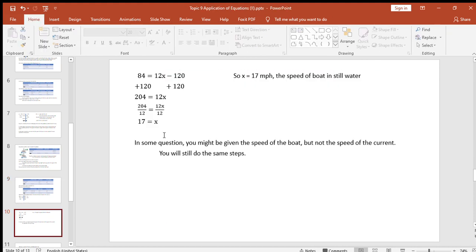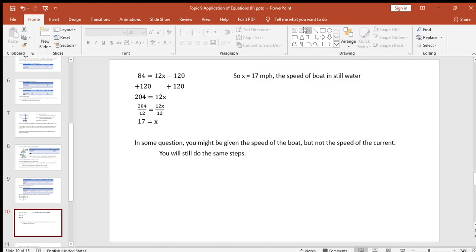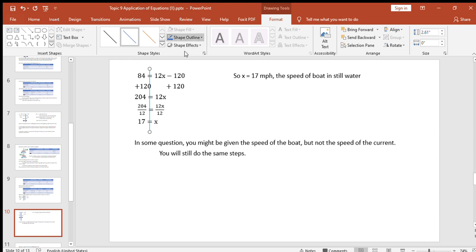And you're going to get 84 is equal to 12x minus 120. Now before we move on, before we do anything else, don't forget to draw the line. And let's move the constant. Again, our goal is to isolate x. So we have to eliminate all the numbers on the right hand side. To do that, we have to get rid of that 120.